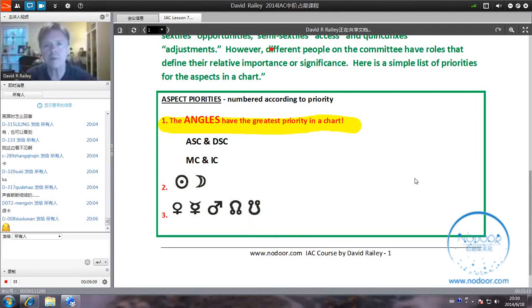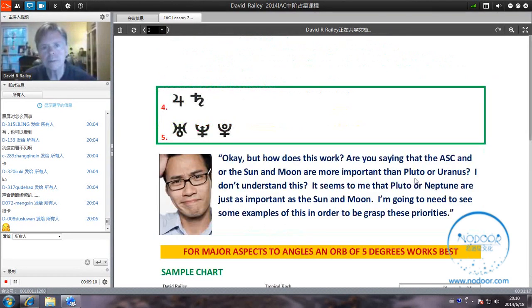Next on the list are, of course, aspects involving Jupiter and Saturn, and then last, Uranus, Neptune, and Pluto.